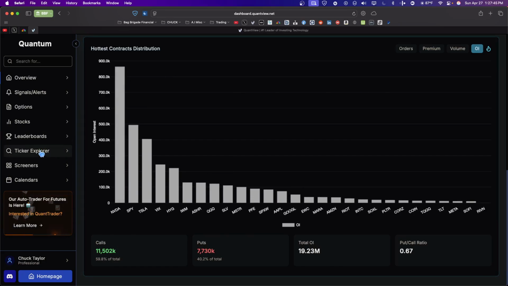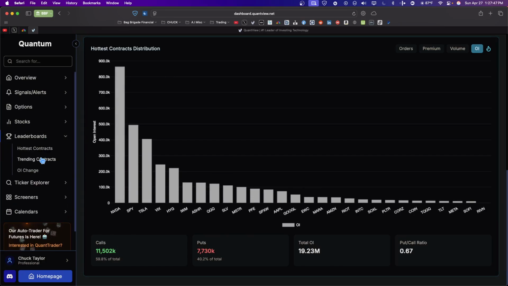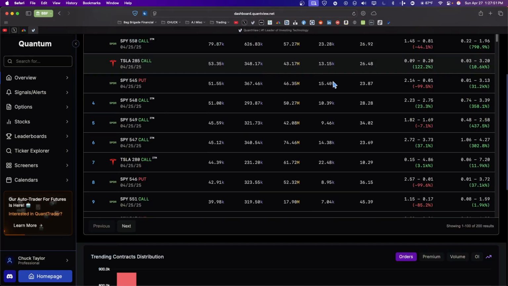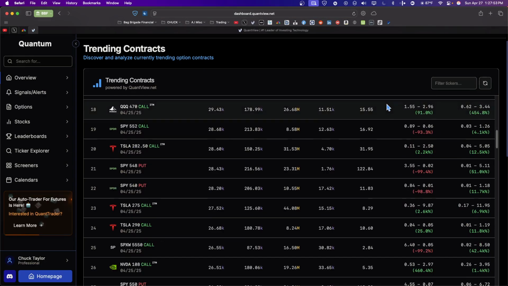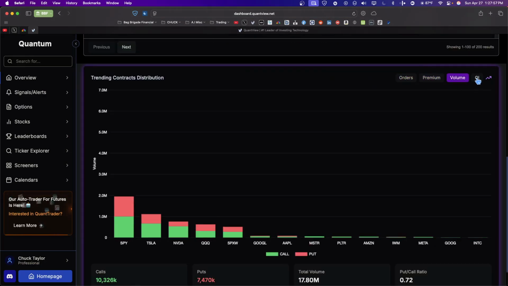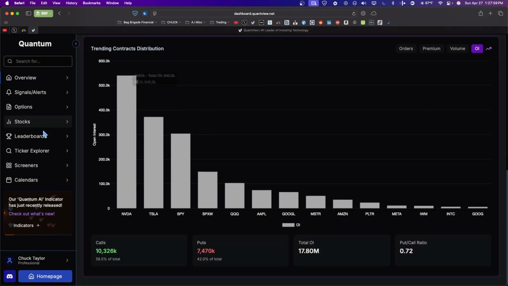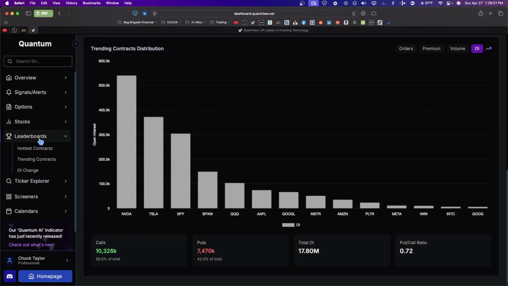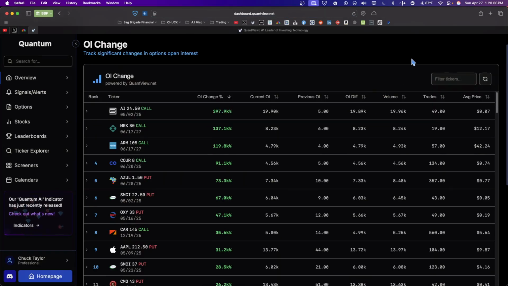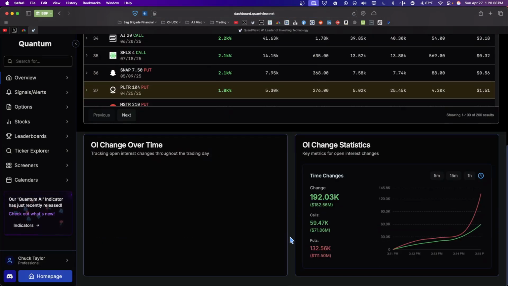Same thing with the hottest contracts, or trending contracts, I'm sorry. So same thing. You can filter it out by ticker. Pretty self-explanatory. You don't need to get into all of this. Let's see. And then open interest change. So it's just going to show you open interest change over time.